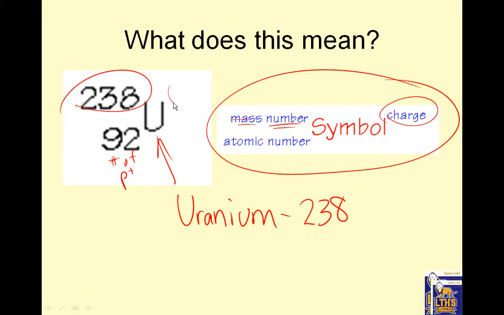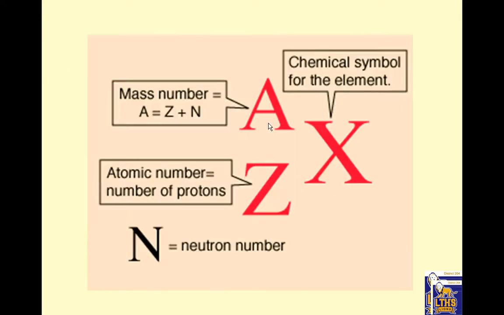Now, charge goes on this side of the symbol. No charge here. What does that mean? It means it's neutral. That means 92 protons and 92 electrons. That's why there's no charge up there. But if it has a different number of electrons, it would have a charge. Mass number is protons plus neutrons, all added together, because the heavy part of an atom is in the nucleus, and the nucleus is the mass number.